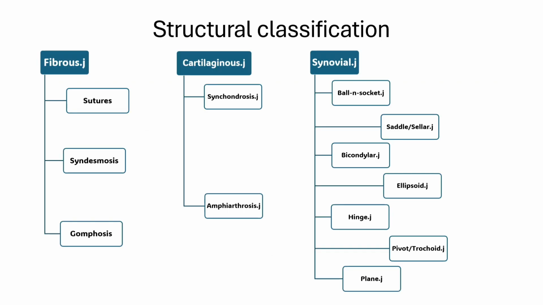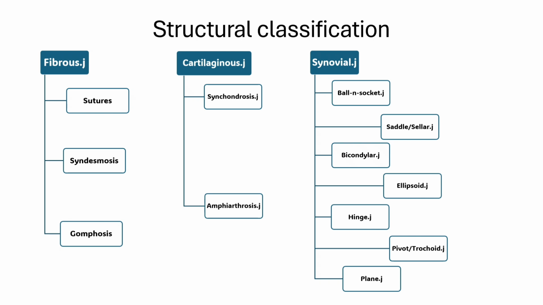So in the structural classification, the sub-classifications include fibrous joint, cartilaginous joint and also synovial joint. So as per structural classification, there are mainly three sub-classifications for it: fibrous joint, cartilaginous joint and synovial joint. Again, the fibrous joints are divided into three: the sutures, syndesmosis and gomphosis.